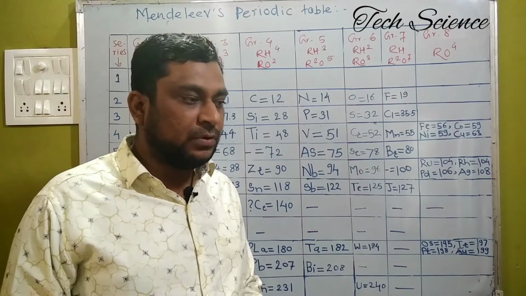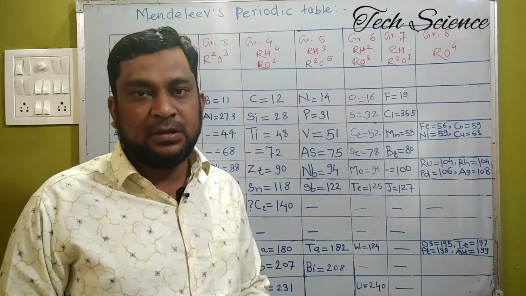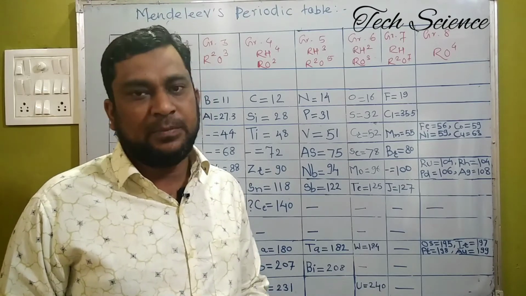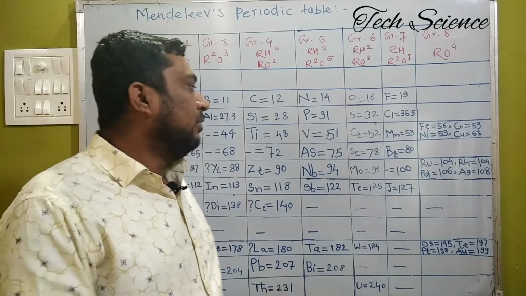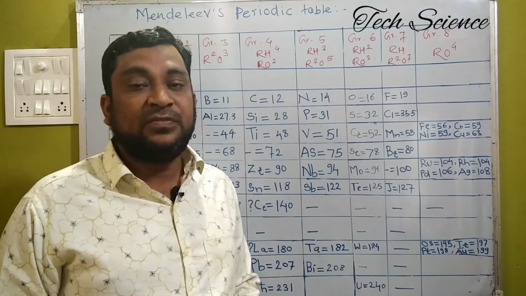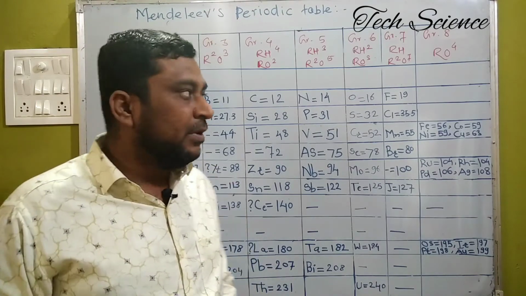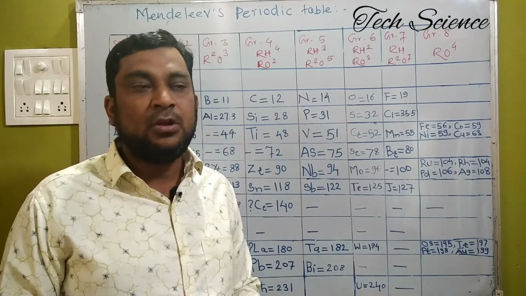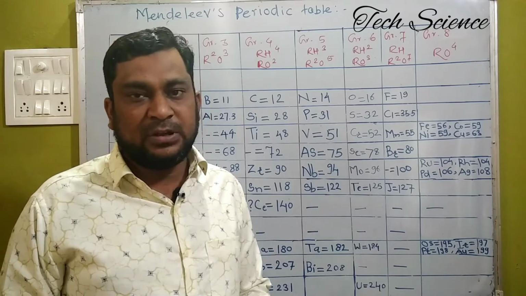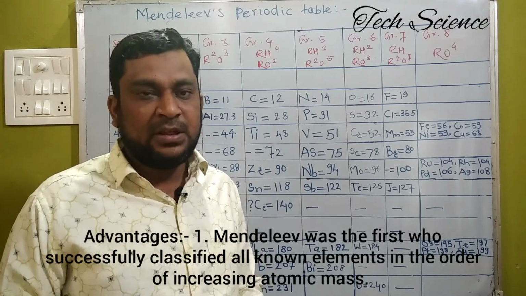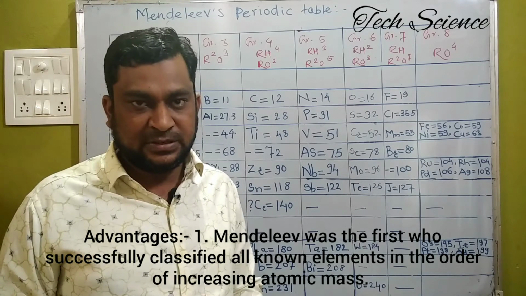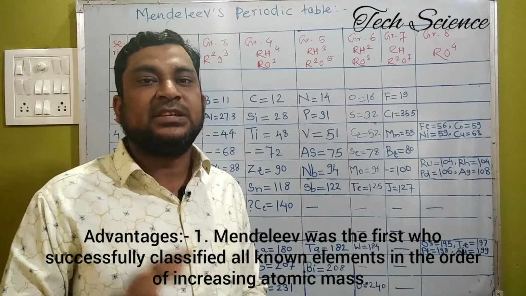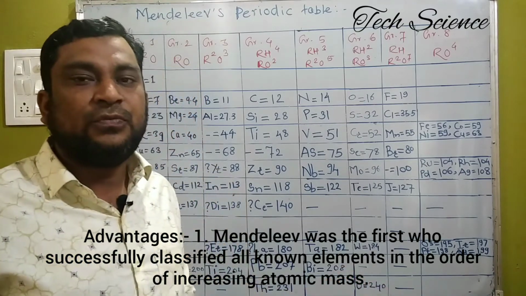Now it's time to remember the merits of Mendeleev's periodic table. What are the advantages of Mendeleev's periodic table? Among the scientists who tried to classify the elements known at that time, Mendeleev was the first scientist who successfully classified all the 63 elements known at that time. So as per my knowledge, we can consider this the first advantage: Mendeleev was the first scientist who successfully classified all the known elements at that time. Okay, so this is the first advantage.